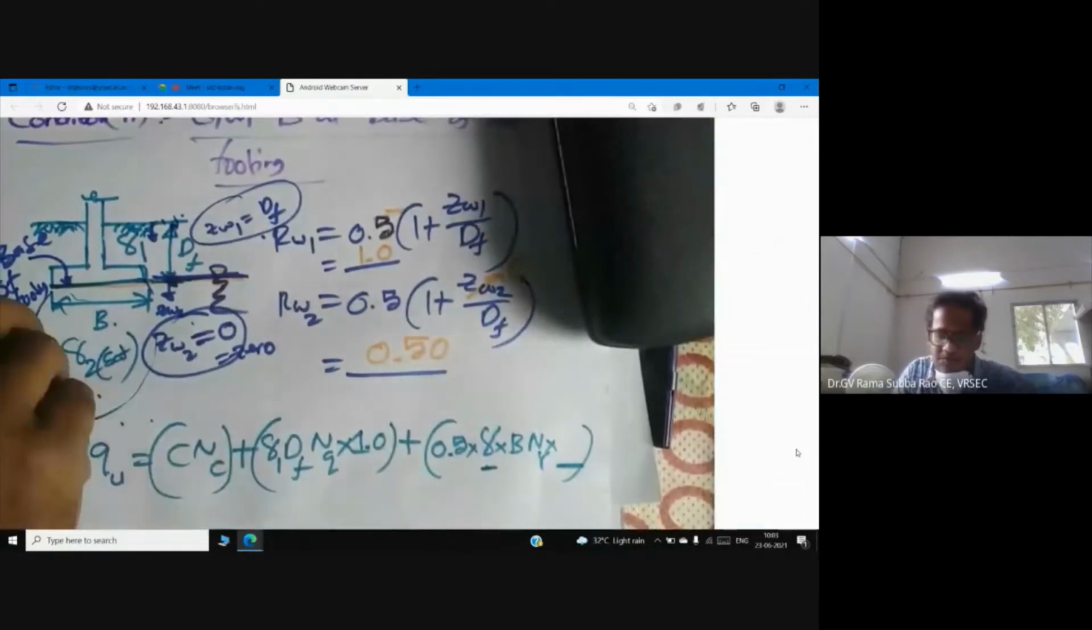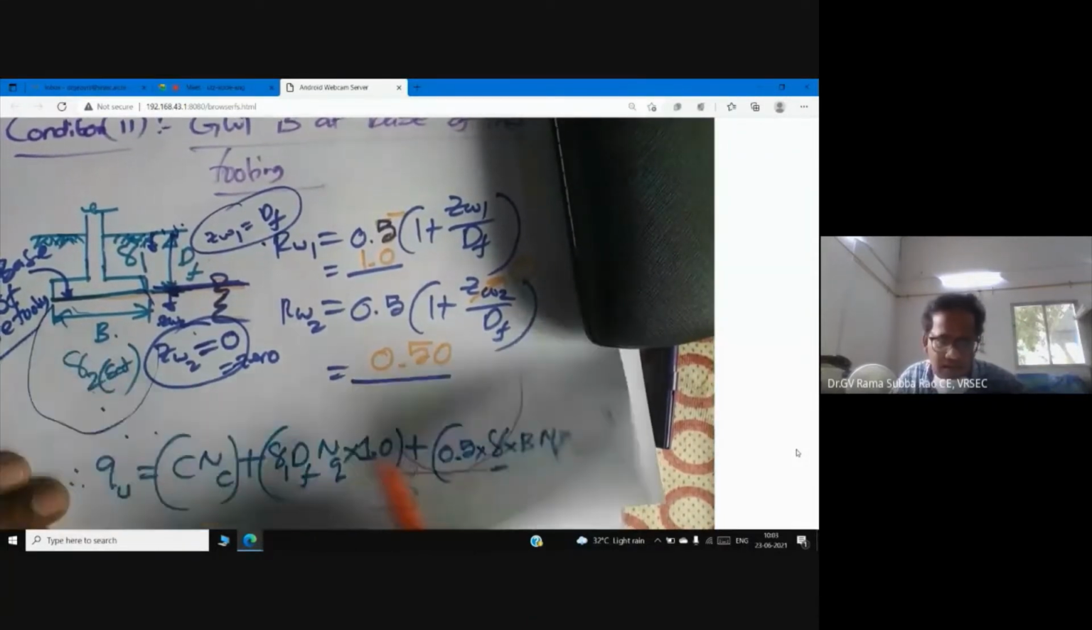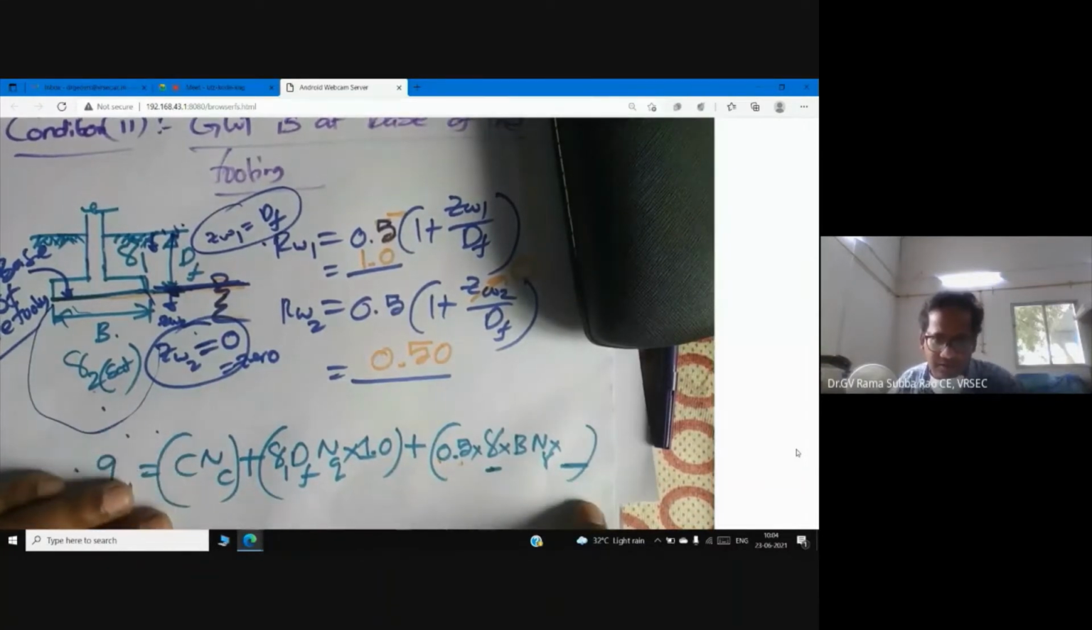What is it that I am supposed to write here? Gamma 1 or gamma 2? Strictly speaking, is it gamma or gamma saturated? That is my first question. And the second question, what is the value of RW2?